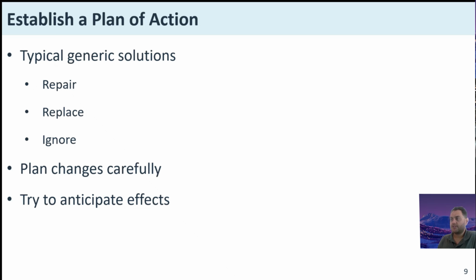Establishing a plan of action. Assuming you're not planning to escalate the issue, the next step in troubleshooting is establishing a plan of action. An action plan sets out steps that you're going to take to solve the problem. There are typically three solutions to any problem: repair, replace, and ignore. Usually you don't want to ignore. You only ignore if it's something super menial.